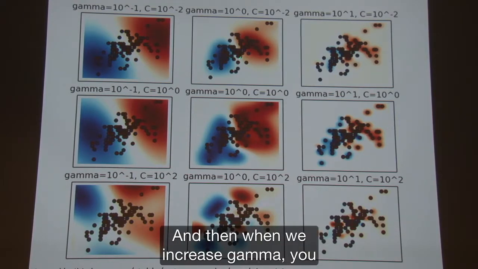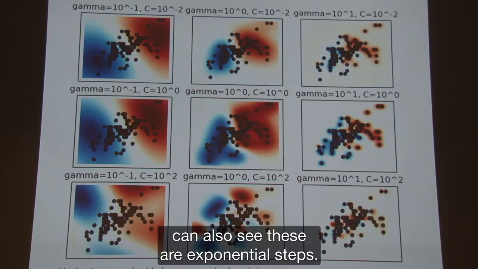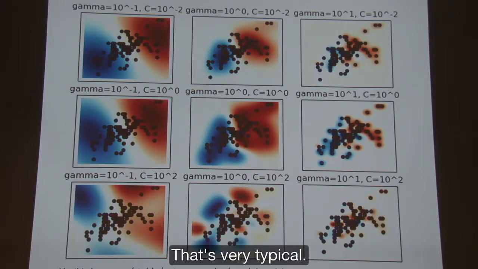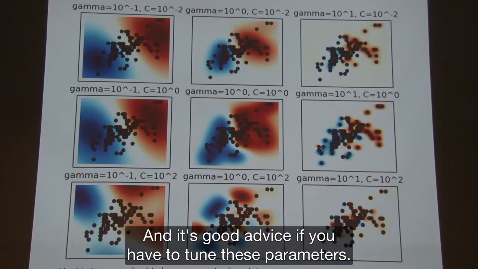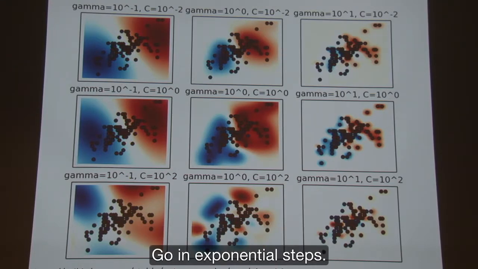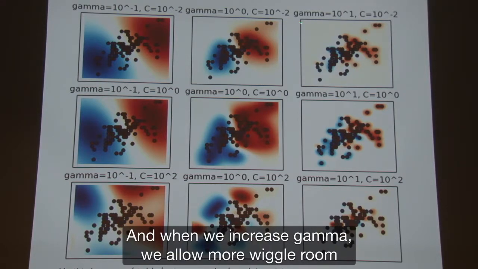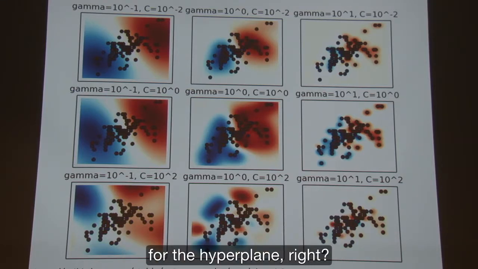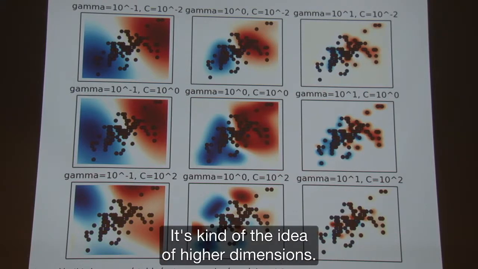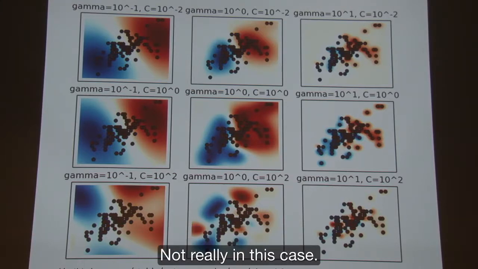And then when we increase gamma, you can also see these are exponential steps. That's very typical, and it's good advice if you have to tune these parameters. Go in exponential steps. So smooth decision boundary, and when we increase gamma, we allow more wiggle room for the hyperplane, right? It's kind of the idea of higher dimensions, not really in this case.